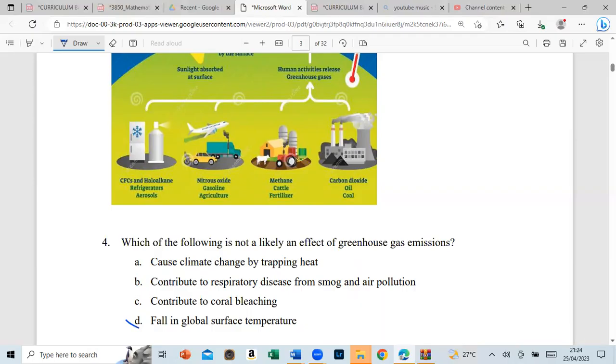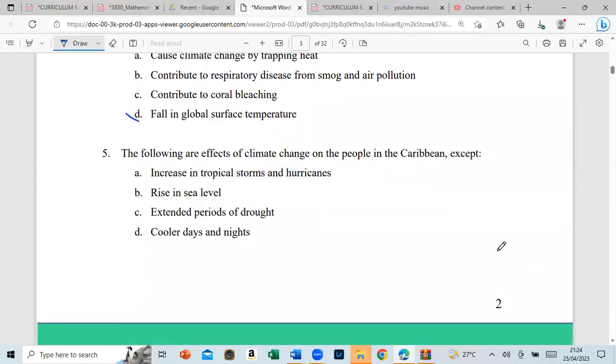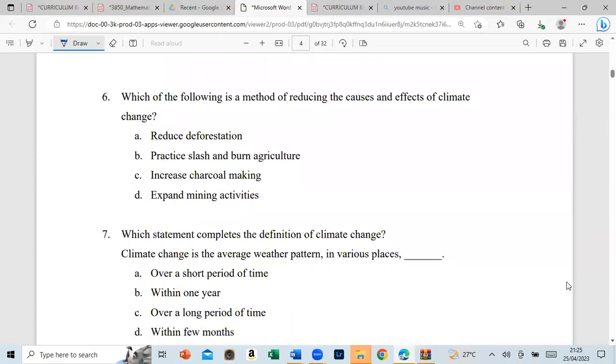Let's move on to number 5. The following are effects of climate change on the people in the Caribbean, except A, is it increase in tropical storms and hurricanes, B, rise in sea level, C, extended periods of drought, D, cooler days and night. So that would be D. Let's move on to number 6. Remember, I want to finish it as quick as possible.